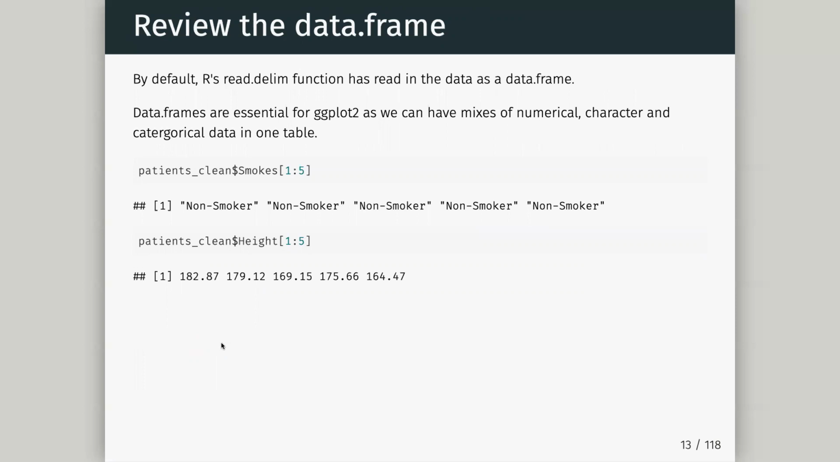So, we mentioned this before, but by default, R will read in everything as a data frame. These are great for ggplot because we can mix our numerical and our character and our categorical data together. So here, if we look at $smokes, remember I can use $ to take out a particular column. I can see that we have characters for that column, non-smoker, smoker. Maybe that would be better as a factor. Right now, it's a character. And we also have a column height, and that's all numeric.